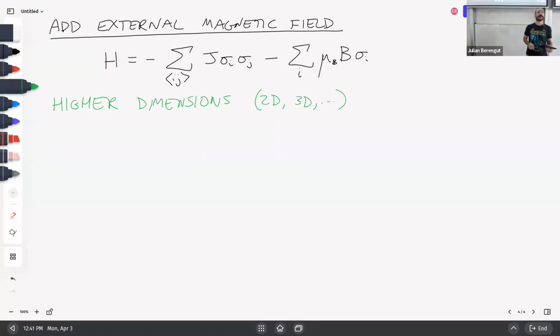J is just a constant, an energy constant that couples the spins. It's how much energy you get for having the two spins aligned or not aligned.